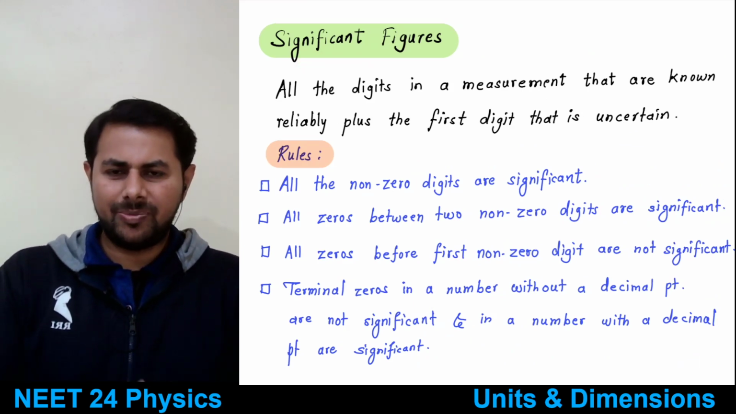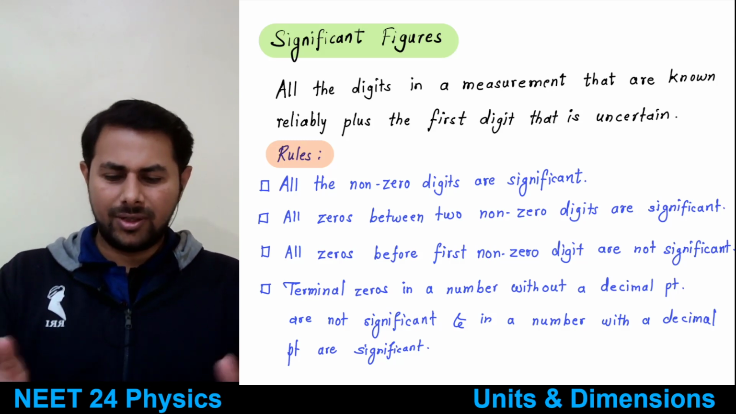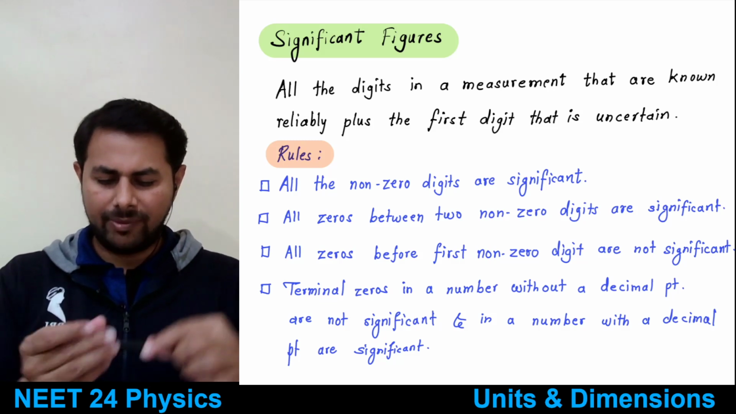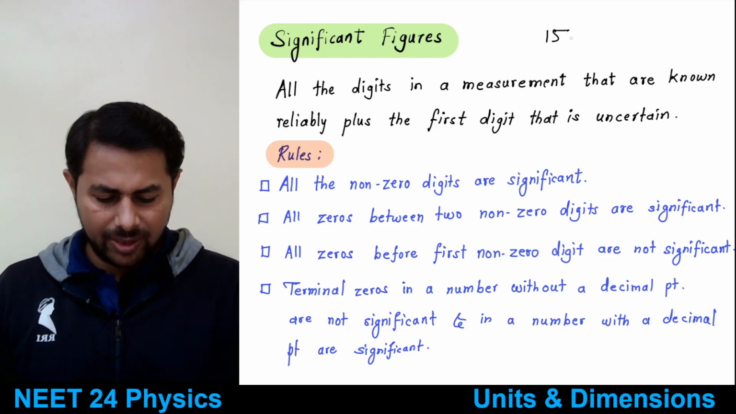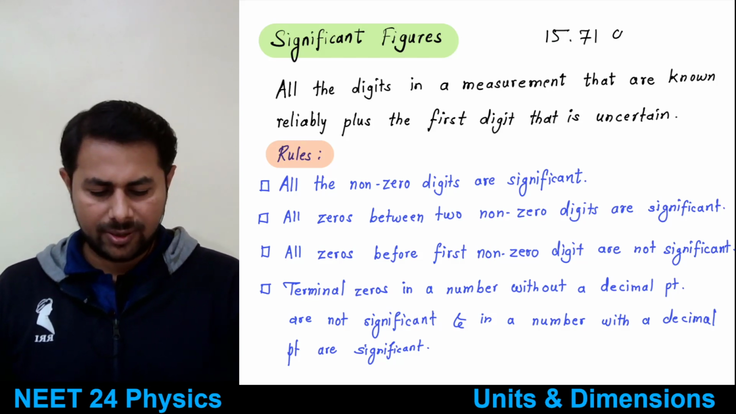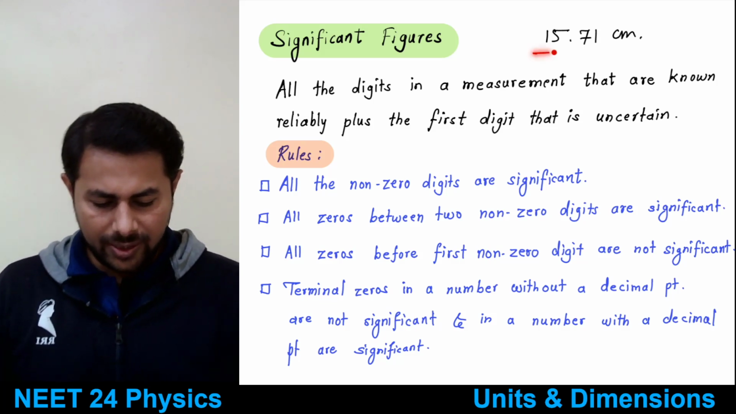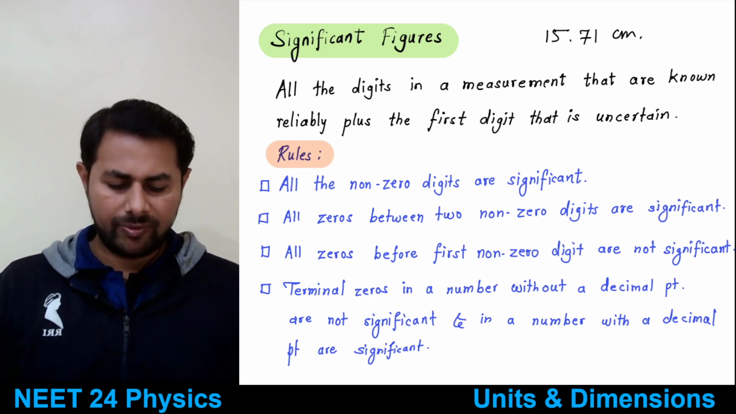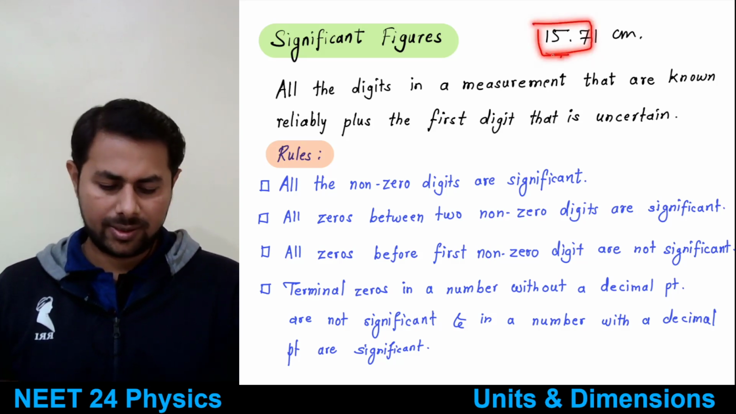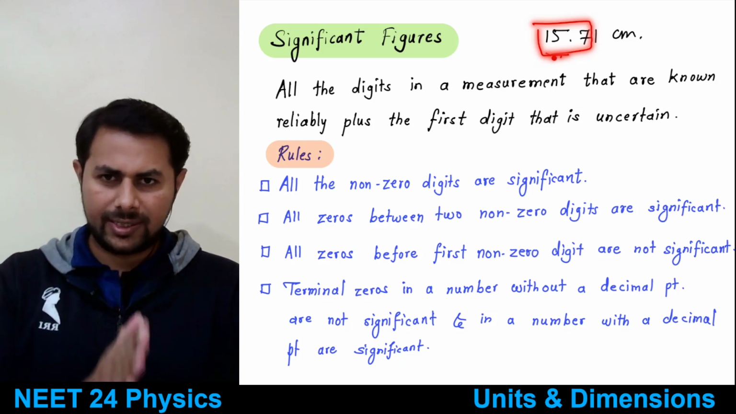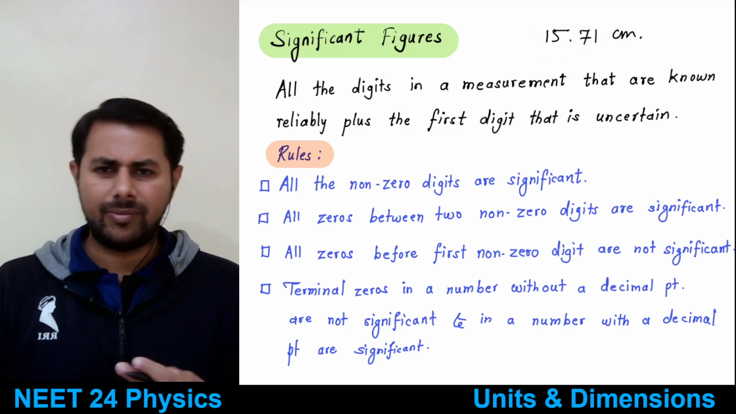Significant figures means, suppose you are taking some measurement, some reading. For example, I measure the length of this pen, and I say that it is 15.71 centimeters. I am measuring it using the vernier caliper. Then in this 15.71, I am very sure about these 3 digits, that it will be 15.7 something. This last digit might be plus one or minus one, right?